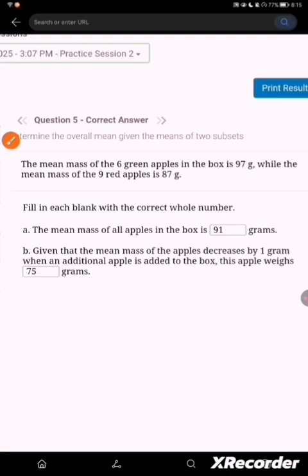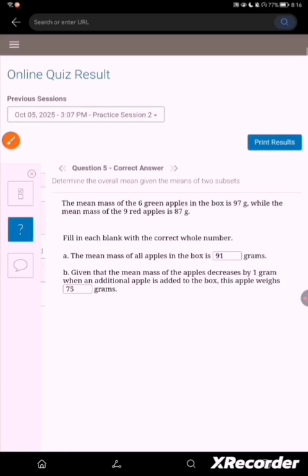Now, given that the mean mass of the apples decreases by 1 gram, that means it's no longer 91, it's 90, okay? When an additional apple is added to the box, you no longer have 15 apples, you have 16 apples. This apple weighs 75 grams. So using the values that we now have, you can rewrite your equation. Okay? So they told you, let's just rewrite it here.